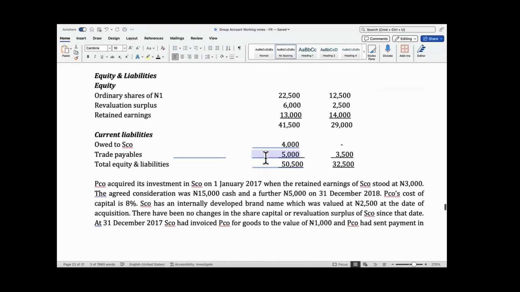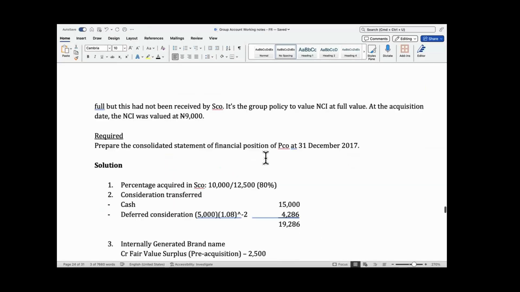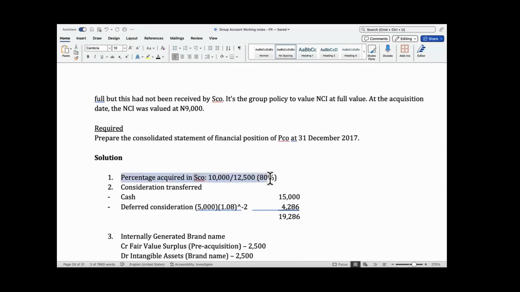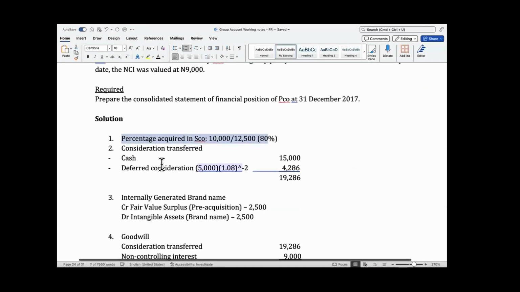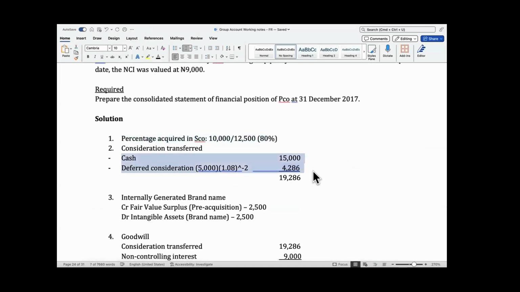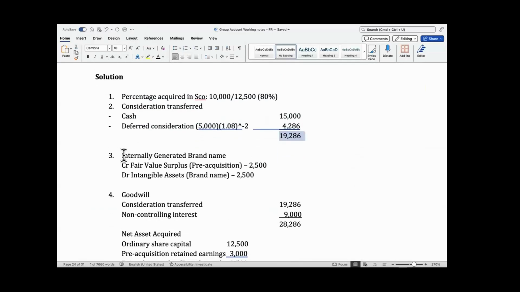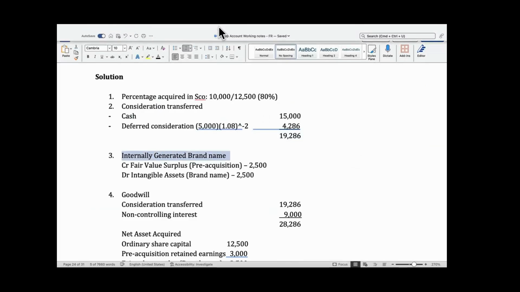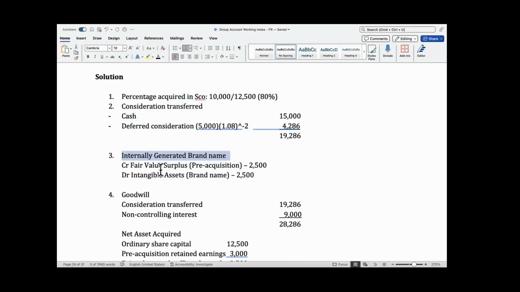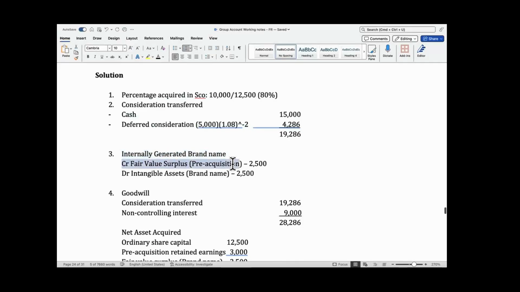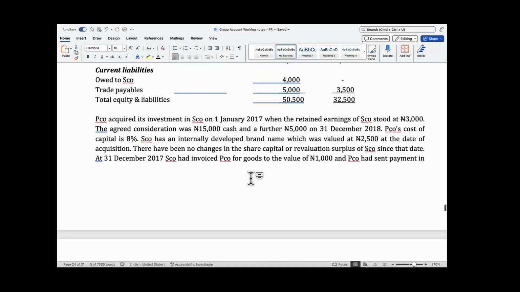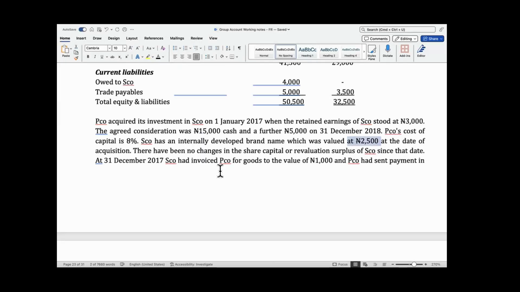Number one is we had to compute the percentage acquired ourselves. Number two, it helped us revise this deferred consideration, which we had to discount to present value. Number three, it introduced an internally generated brand name for a subsidiary, which we had to incorporate in the books of the subsidiary, which is this 25 as given in the question. The question actually gave us this 2,500.